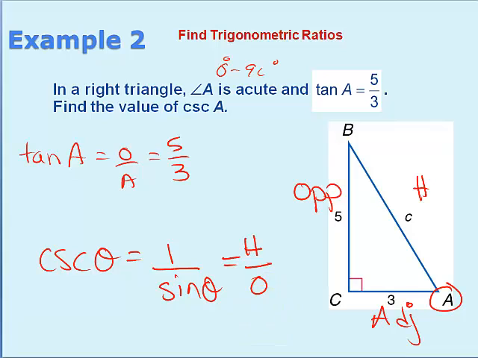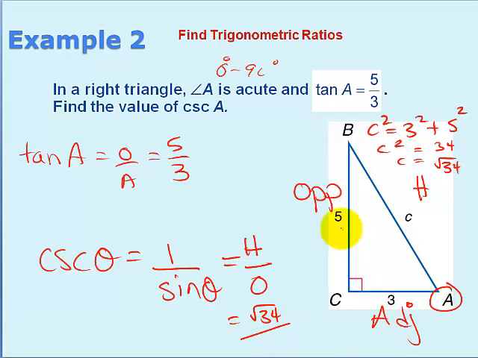So the first thing I need to do is find out what the value of C is. And to find the value of C, I can use the Pythagorean theorem. So C squared is equal to 3 squared plus 5 squared. So C squared is equal to 34, and C is equal to root 34. So we really have root 34 over opposite, which is 5.